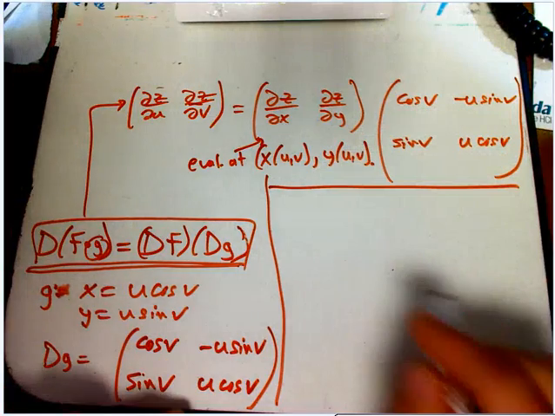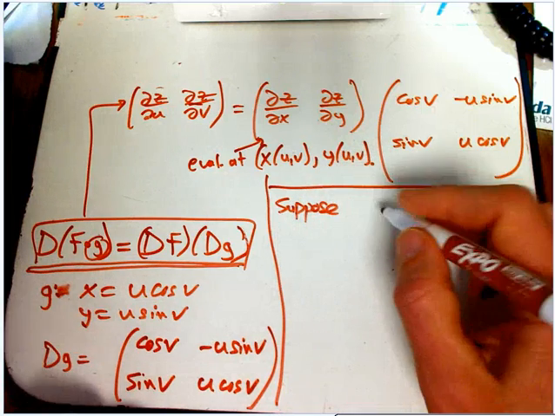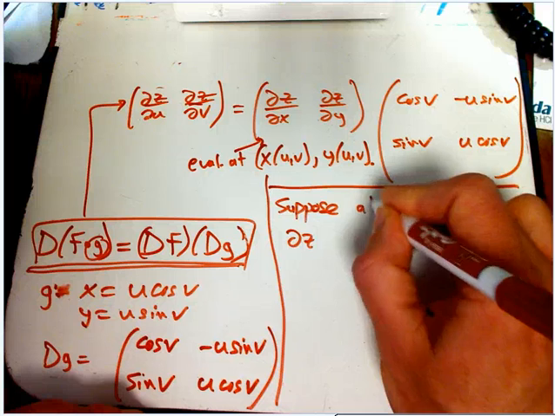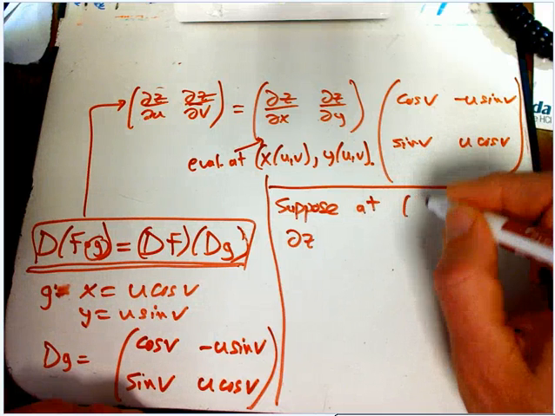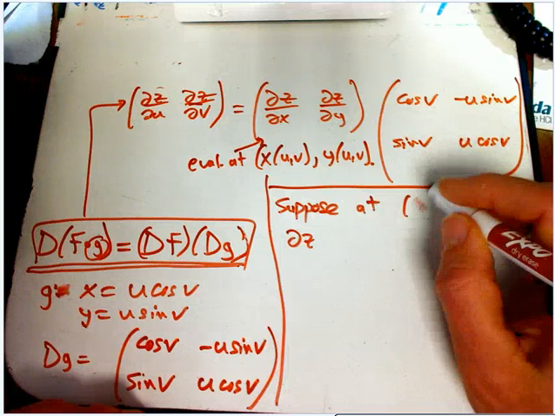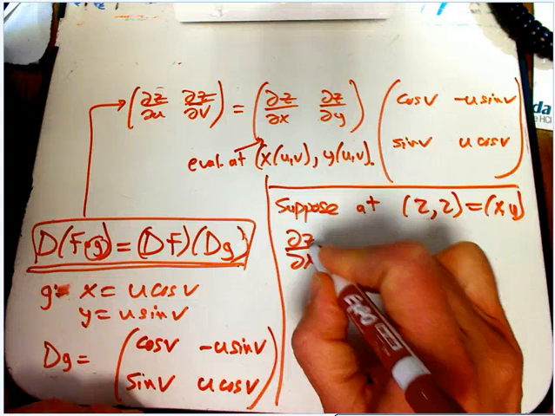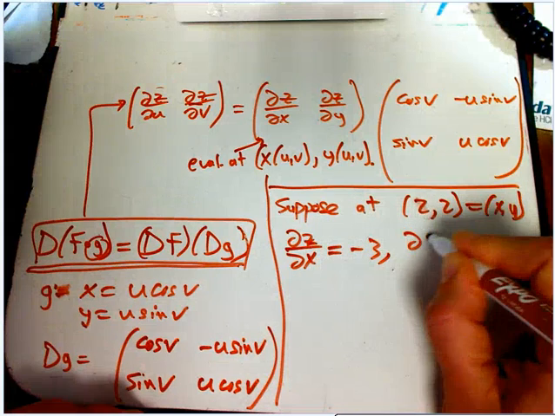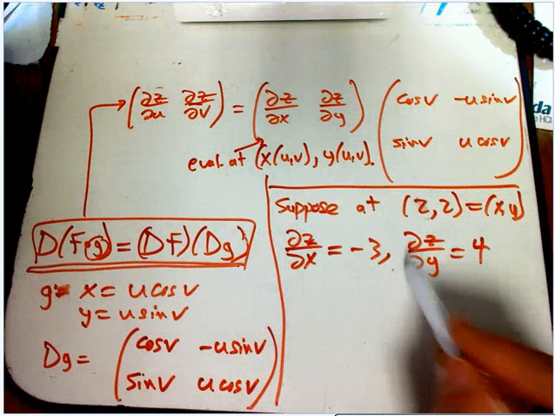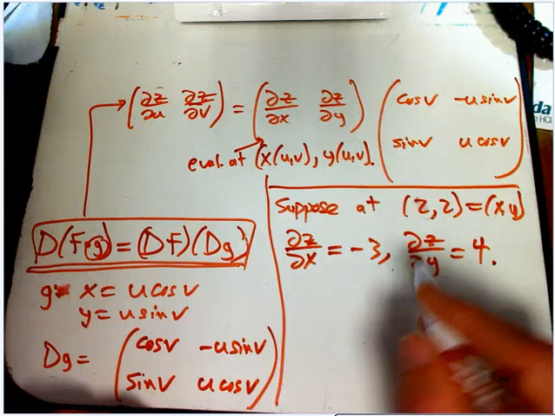So let's do that. Let's suppose, and then that'll be plenty for this video, that at xy equals 2 comma 2, dz dx is minus 3, and dz dy is 4. So increasing y is a good thing for z, increasing x is a bad thing for z. We could talk about what the gradient would look like there if we want to, but maybe I'll say that in the next video.